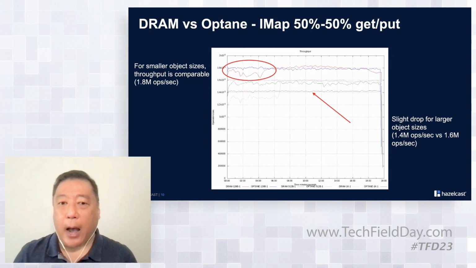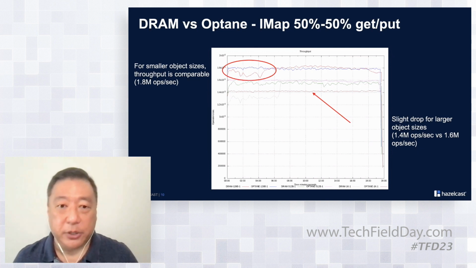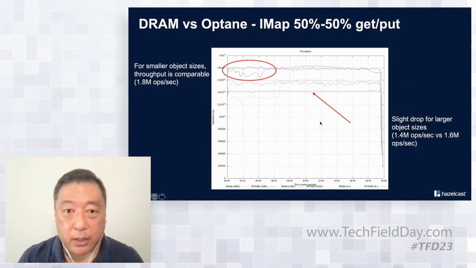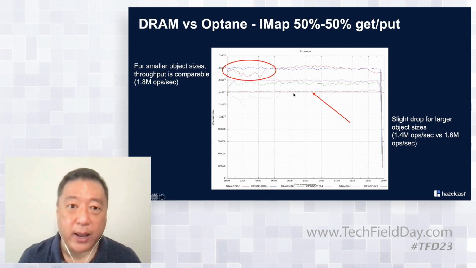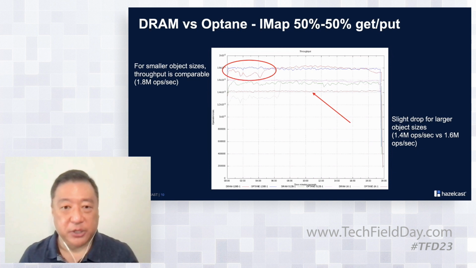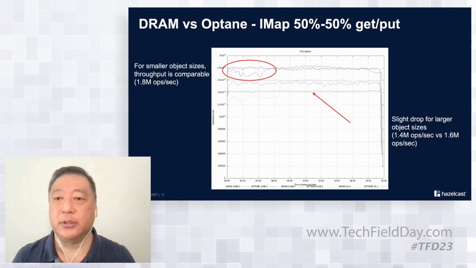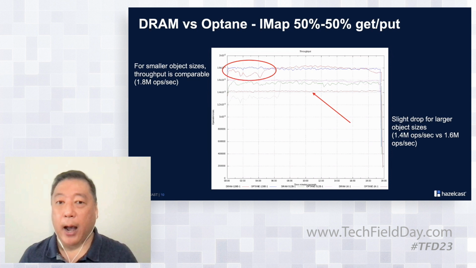And then as part of a key value store lookup, if the object sizes are a little bit bigger, that's where you'll see a little bit of performance degradation, which is natural for this type of environment. But you'll see that there's the brownish color for Optane, and then there's a lighter gray that fluctuates a bit. But you're seeing approximately the same performance between DRAM and Optane.